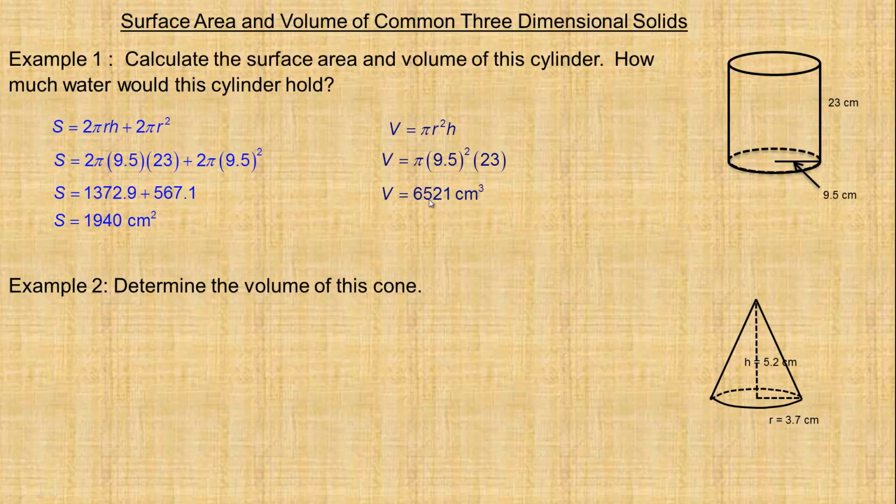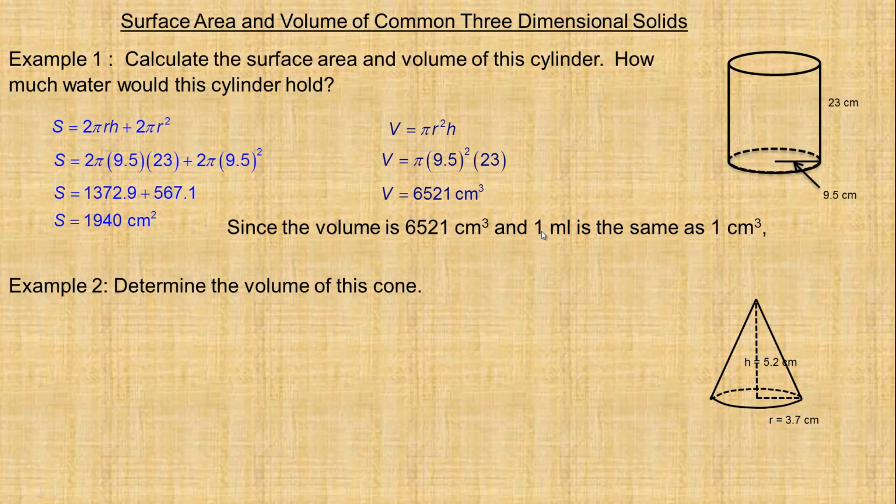So the volume is 6,521 cubic centimeters, and 1 milliliter is the same as 1 cubic centimeter. So we could also call the volume 6,521 milliliters, or about 6.5 liters. If you want to keep more decimal places, you could call it 6.521. I just rounded to the nearest tenth, so I dropped the 21 here, but it's about 6.5 liters that it would hold.